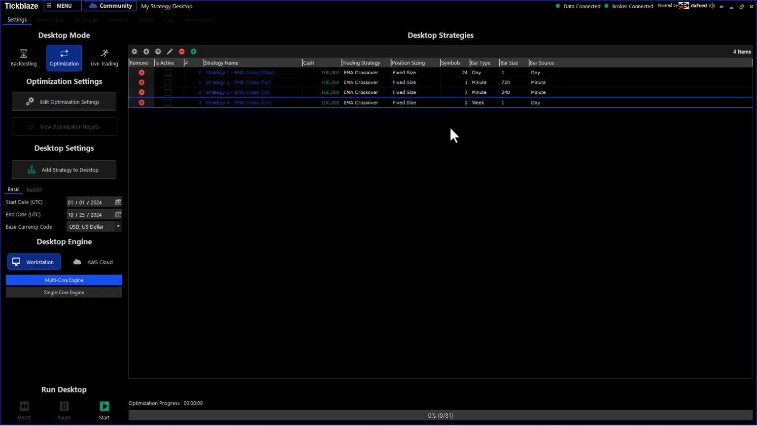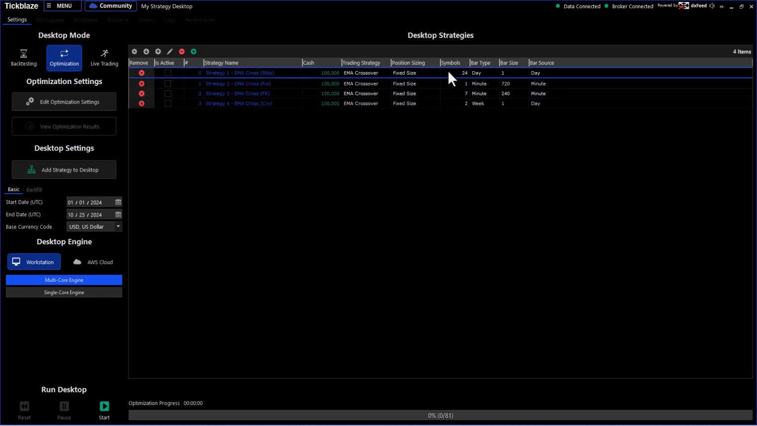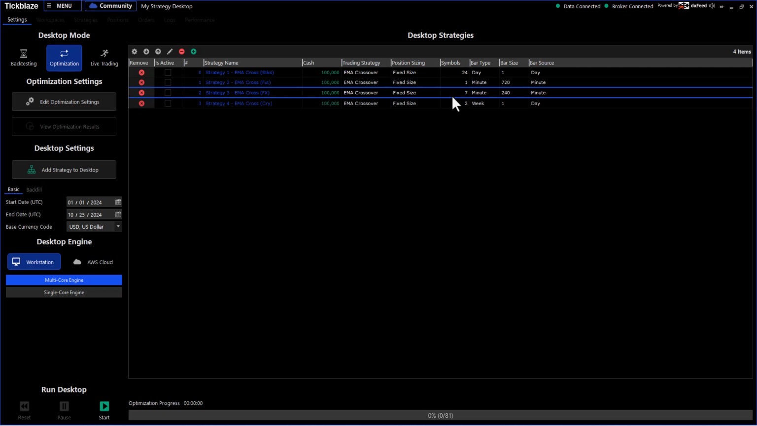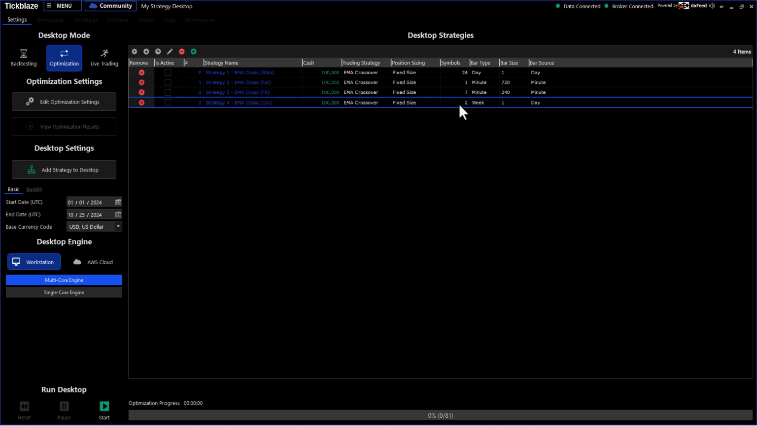Now, you'll also see that we have different levels of watch lists in each of these strategies. I've got 24 symbols in the stock portfolio. I've got 1 futures market. I've got 7 Forex pairs, and I've got 2 crypto coins, right? And they're all on different time frames and bar types, which really makes this a dynamic example, okay?